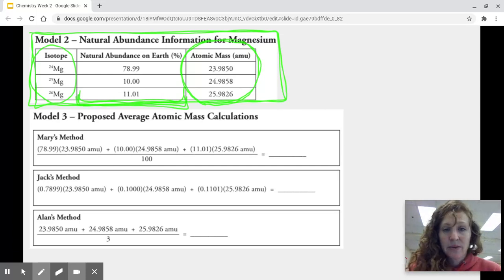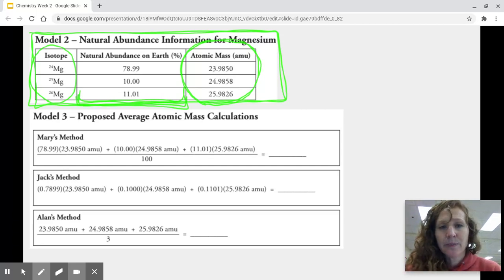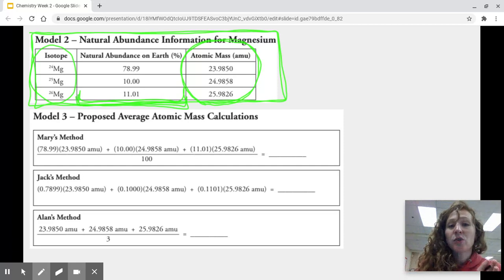10% of magnesium found on Earth is magnesium 25. And 11.0% of magnesium found on Earth is magnesium 26. So we see here that these listed abundances for magnesium correspond to what we saw in the image on the last page. Magnesium 24 is the most abundant. Magnesium 25 and 26 have about equal abundances.